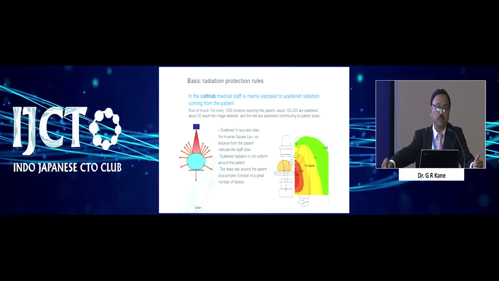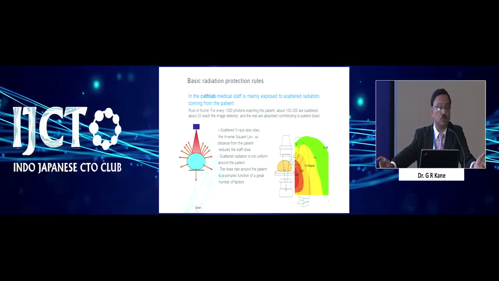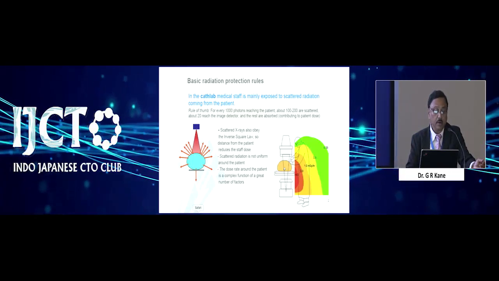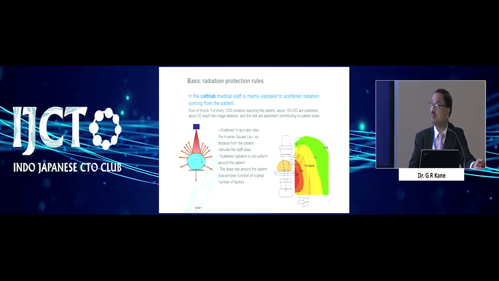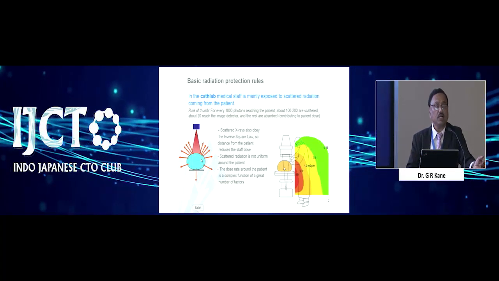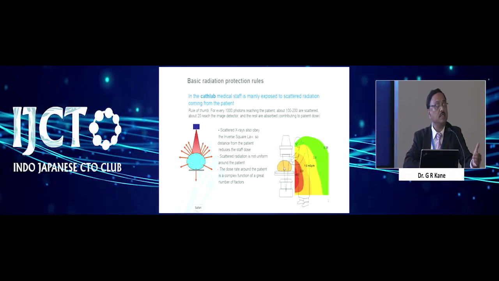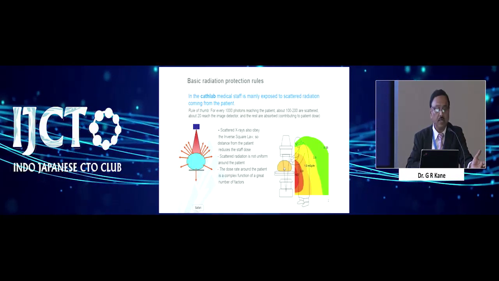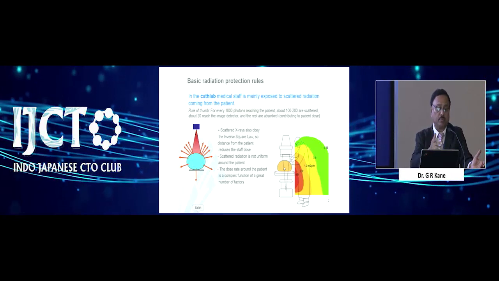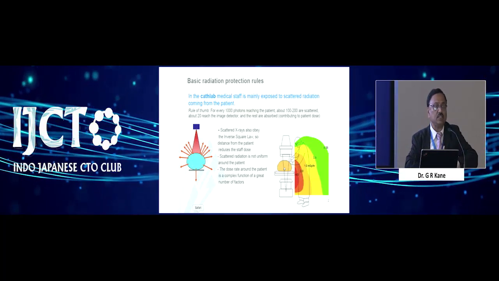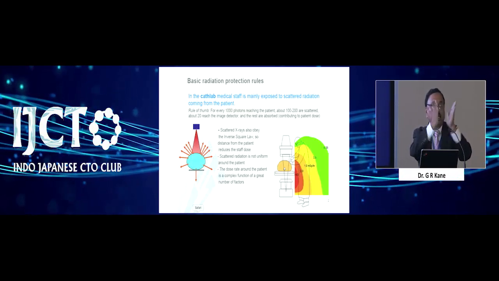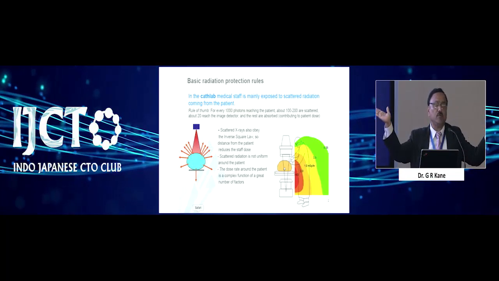In the cath lab, medical staff is mainly exposed to scattered radiation. And where does the scattered radiation come from? The maximum radiation comes from the patient. Always remember, once the X-rays pass through the patient, the scatter is maximum there. Of course, it can come from the X-ray tube itself, but the maximum radiation comes from the patient's body once the beam goes into the patient, because the beam is directed in one straight line or at an angle to the patient, but beyond the patient you have no control over it.